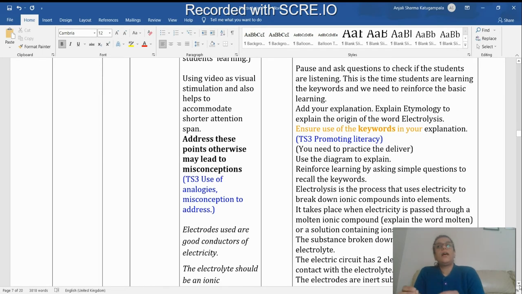And now coming back to electrolysis, when I was teaching electrolysis, I generally pause and then I ask questions, reinforce the keywords, explain to them the origin of the keywords, and include that in your lesson plan. Include misconceptions on electrolysis in your lesson plan. So go on Google and search misconceptions in electrolysis.